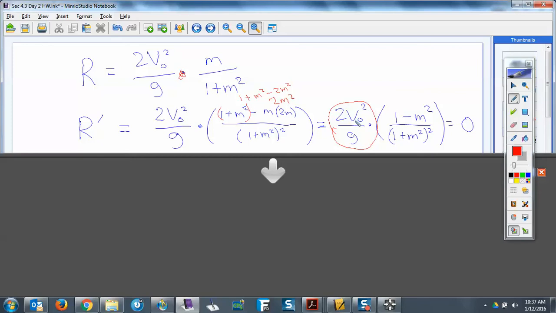If the velocity is 0. What would happen if the velocity is 0? It wouldn't go anywhere. You wouldn't even throw it, right? So that's clearly not what we want. So this is never going to be 0. And when will this be 0?